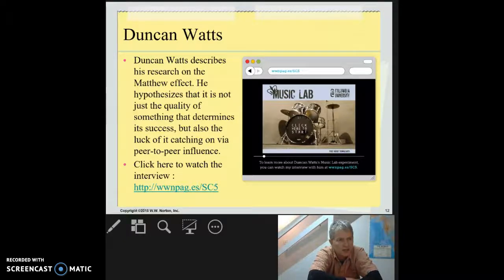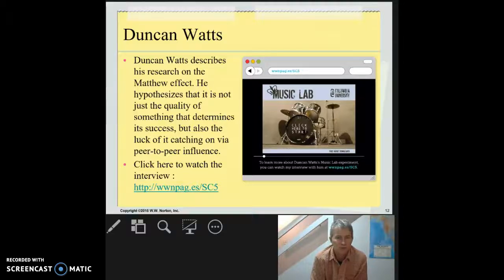Duncan Watts, on the other hand, describes his research on the Matthew effect, and he hypothesizes that it is not just the quality of something that determines its success, but it's also the luck of it catching on via peer-to-peer influence. So for Watts, it's not just the innate cultural quality of the product, but also the luck of it catching on, as they said, via peer-to-peer influence that determines its success.